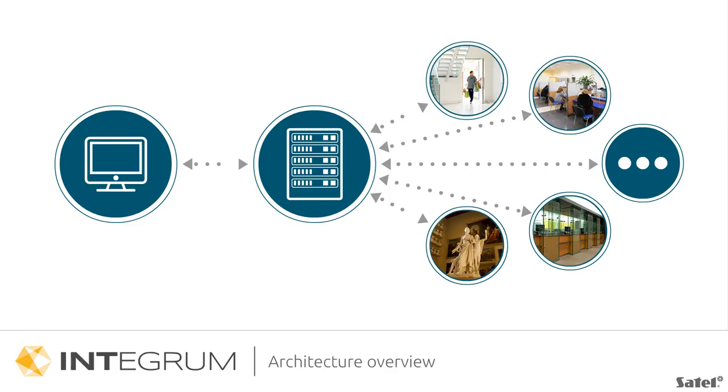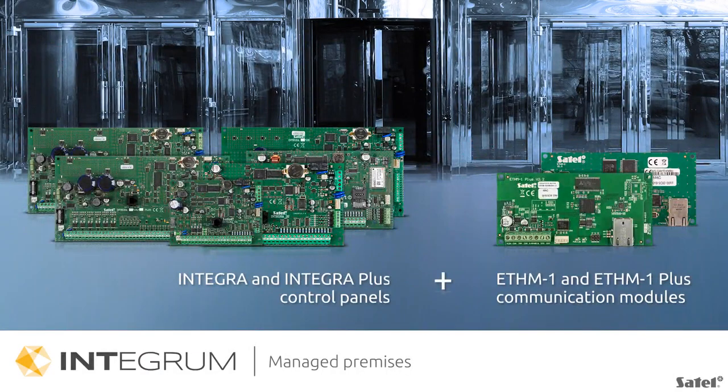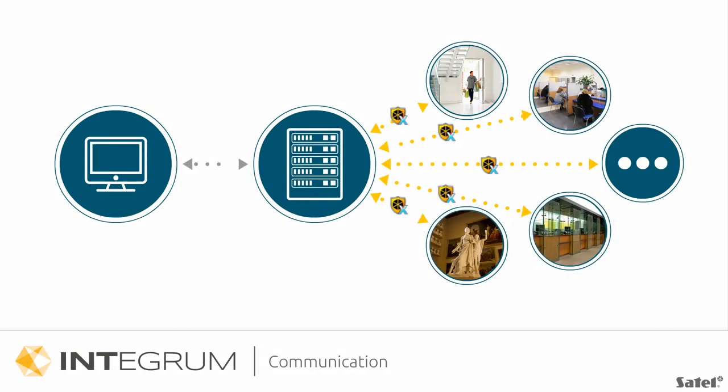Here's how individual components of this solution architecture look like. The first component are the managed premises. INTEGRUM has been prepared with the aim of managing several thousands of distributed systems. The first supported type are the SATEL alarm systems. The software is designed to manage the control panels of INTEGRA and INTEGRA Plus families with the ETHM1 or ETHM1 Plus communication module connected. The whole communication is effected via a dedicated connection between the control panel and the INTEGRUM server.